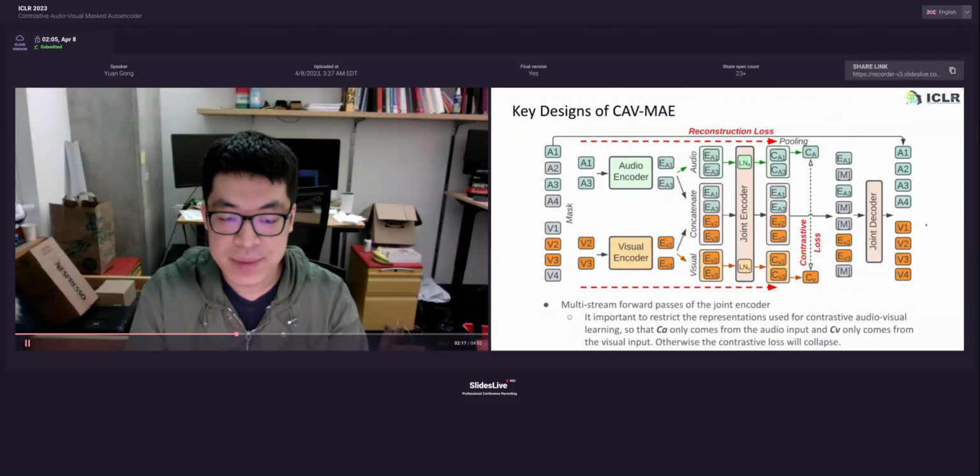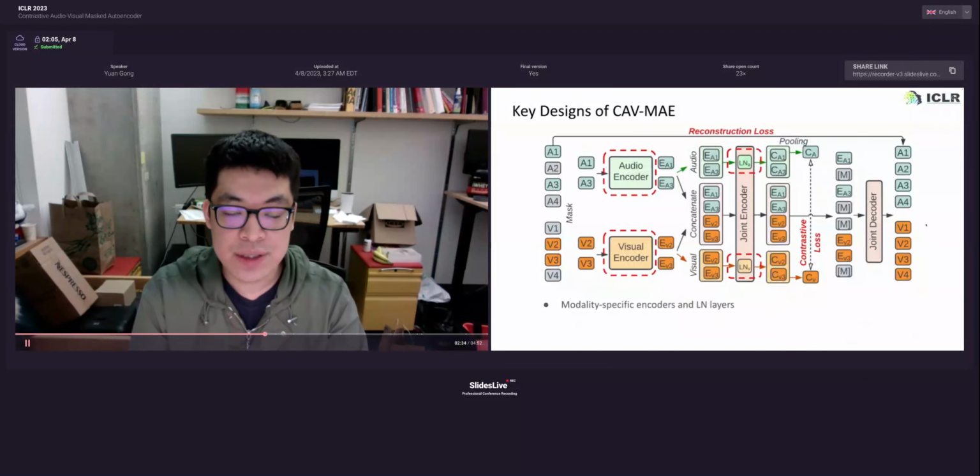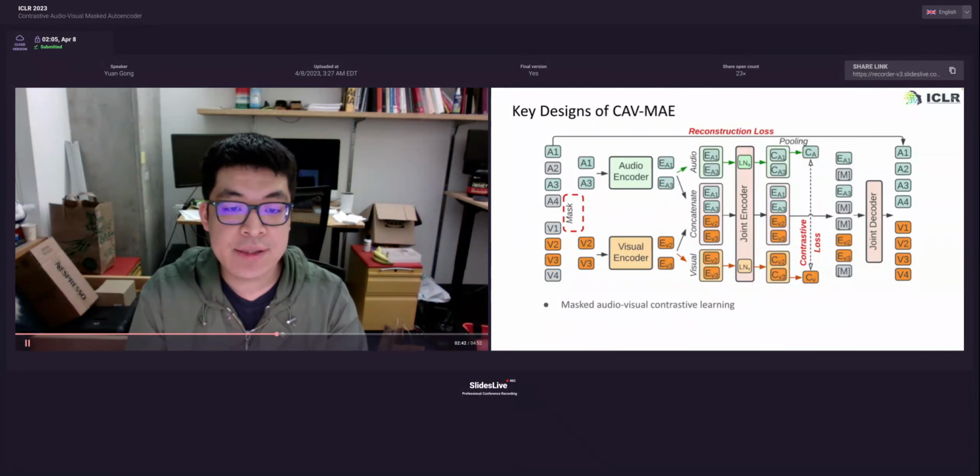There are some key designs of CAV-MAE. First, we use multi-stream forward passes of the joint encoder. That means the audio and visual representations do not attend to each other before the contrastive loss. That avoids the collapse of the contrastive loss. The second is, in order to improve the performance, we use modality-specific encoders and layer norm layers. The third is, in order to unify these two frameworks, we also do masking for the contrastive learning, which is not typical in previous studies.